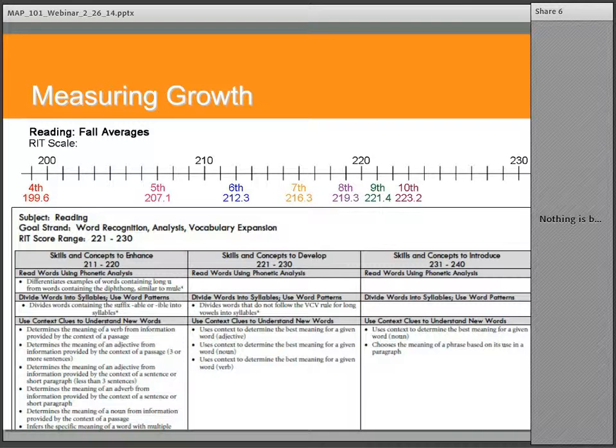And then notice when you look at the 9th grade and 10th grade that the amount of growth that the student has had is far less, 221.4 to 223.2. We only see approximately 2.5 points worth of growth, where at the 4th to 5th grade, we're looking at approximately 30 to 40 points worth of growth.